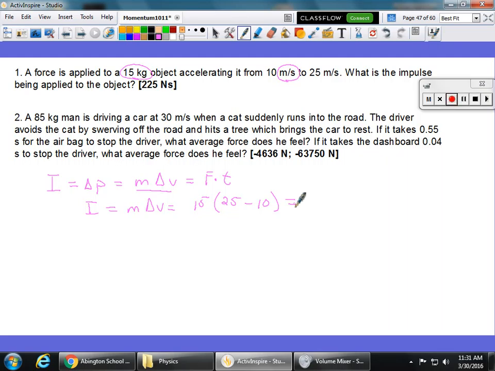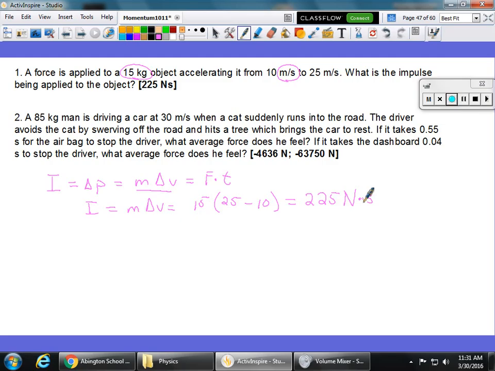So that's going to be 15 times 15. That's going to give us 225 kilogram meters per second, or because it's impulse, we can also write that as Newton seconds, which is an equivalent unit to kilogram meters per second.